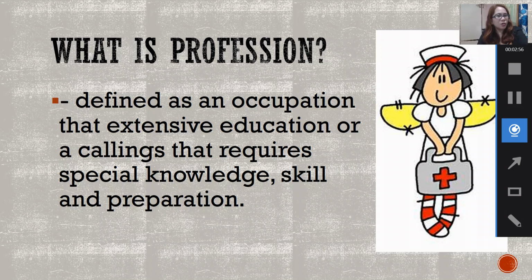And then later on, may skills pa tayo, i-develop yung skills ninyo sa area. Then later on, you will be exposed to hospital setting, community setting, home care setting, and so on and so forth. So, mag-undergo talaga kayo ng mga training on different areas, on different fields. Okay? So, a profession is a paid occupation.